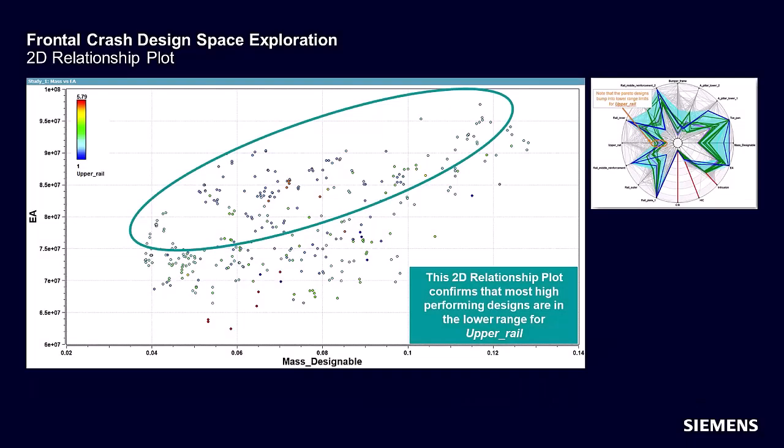Again, we can confirm this finding on a 2D relation plot in that most high-performing designs are in the lower range for upper rail as seen in the radial plot. Again, a crucial finding about the design landscape and our crash problem.